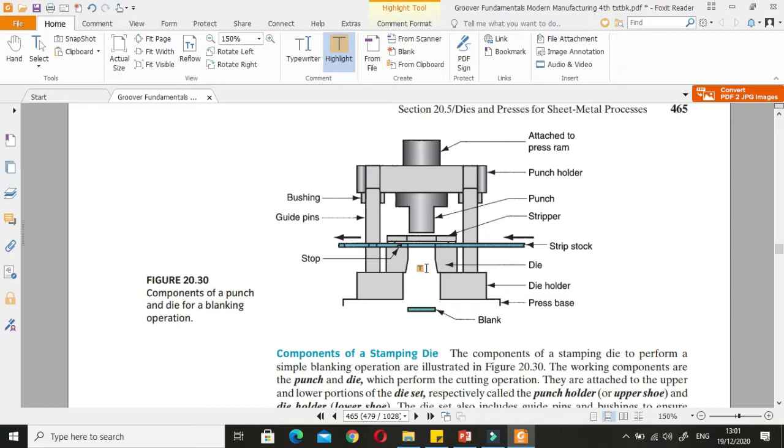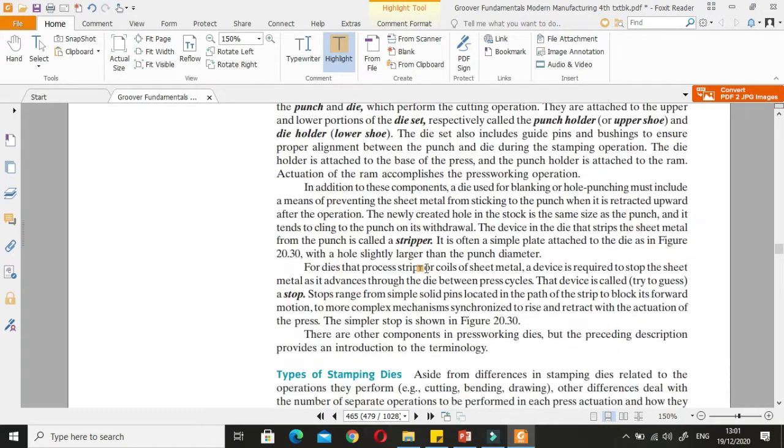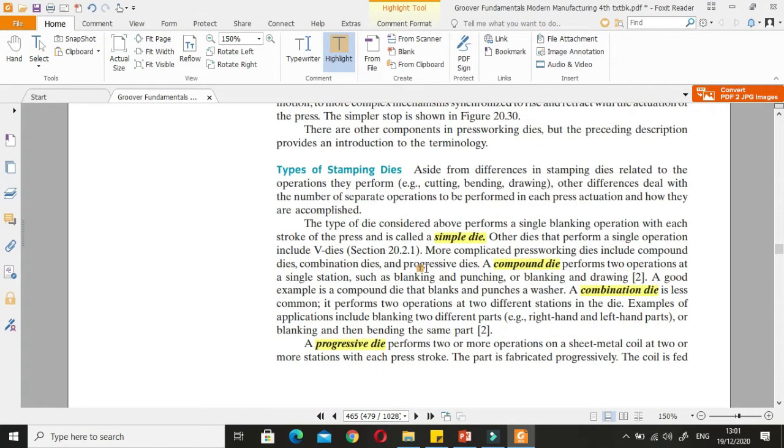So this is the compound die. Then there's another one that is known as the combination die, which is very less common. It performs two operations at two different stations, like on the same stock material, the blanking and punching is being done at two different stations.